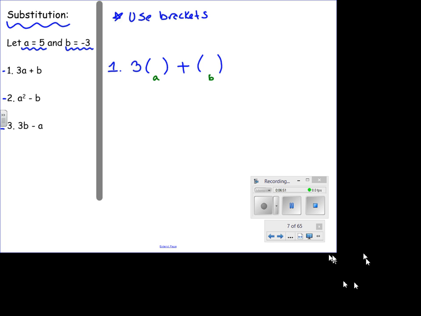So let's look back up. We said A is 5, so I'm going to put 5 where the A goes. We said B is -3, so I'm going to put -3 in that second bracket. With the brackets there, it makes it a lot easier to actually work with this expression. So use your brackets to substitute.